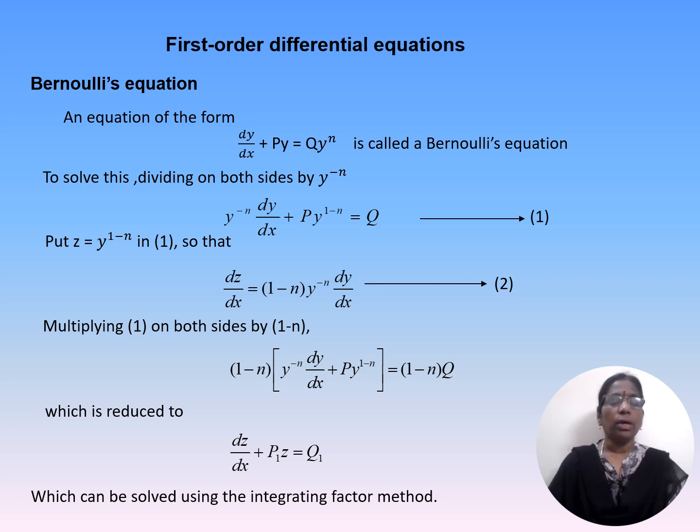which is again reduced, by using equation 2, to a linear differential equation of order 1, namely dz/dx + P1 z = Q1. This equation is known as Leibniz's linear equation, and it can be solved by using the integrating factor method.